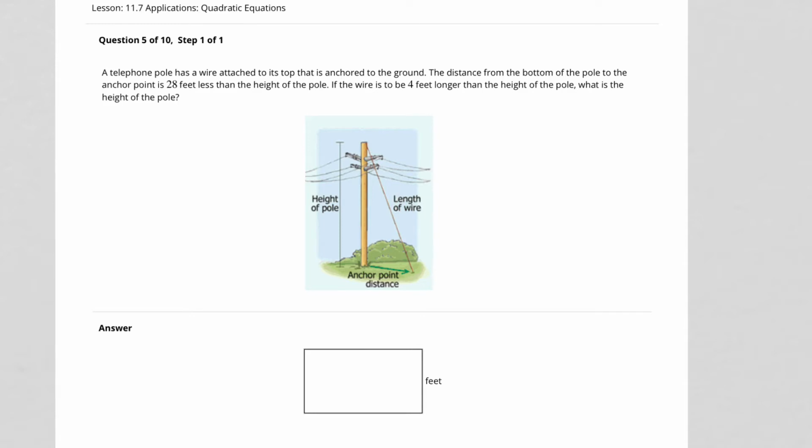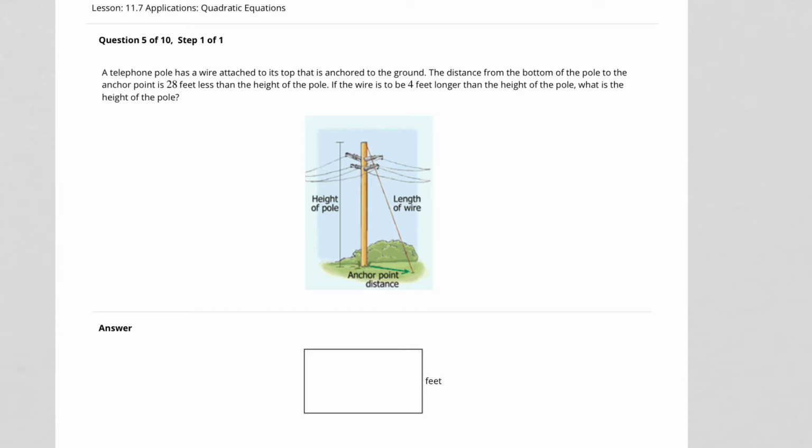The distance from the bottom of the pole to the anchor point is 28 feet less than the height of the pole. That's this distance here. If the wire is to be 4 feet longer than the height of the pole, what is the height of the pole? And here's the height of the pole.